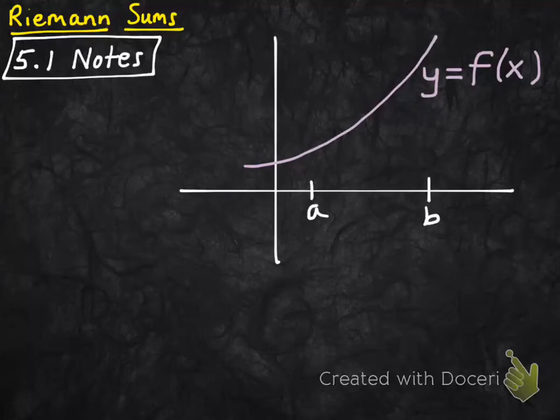Today we're going to be talking about Riemann sums, the topic of section 5.1. There's 5 sections in chapter 5 that we're going to be covering over the next couple weeks. And I want you to keep in mind the common theme between each of the sections.